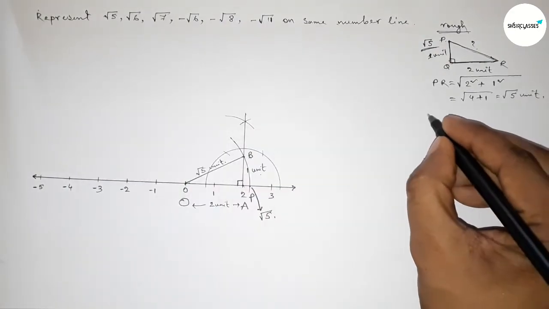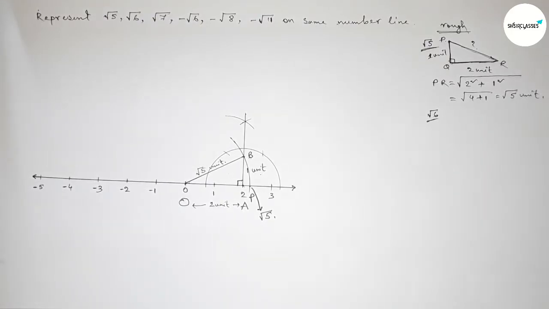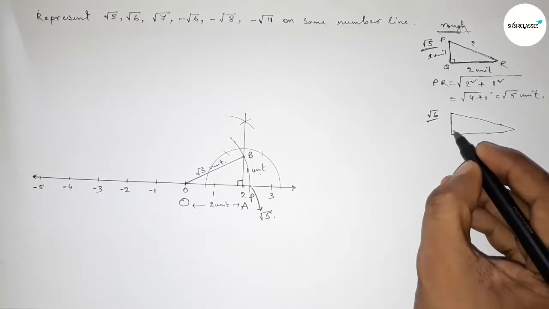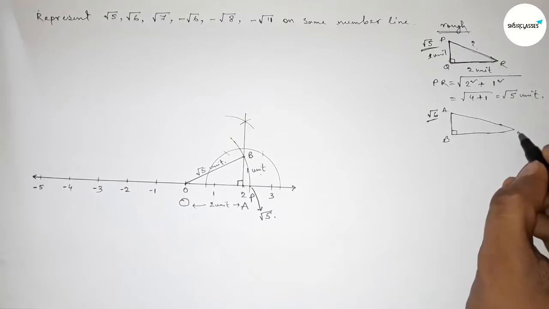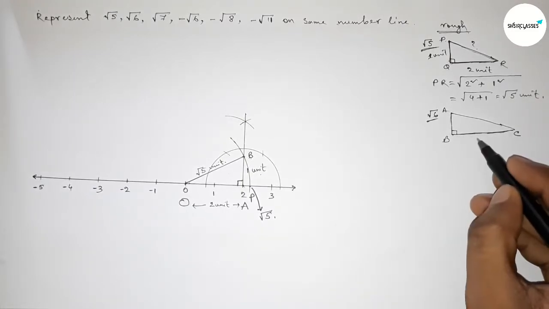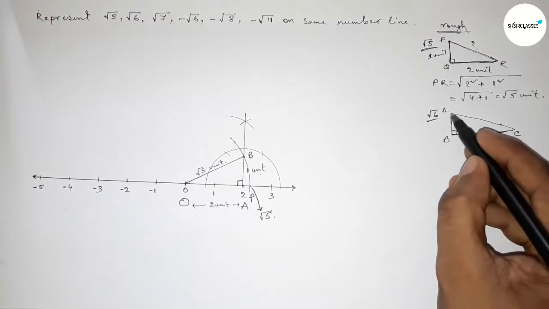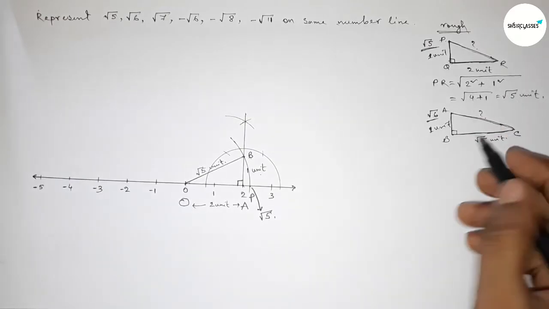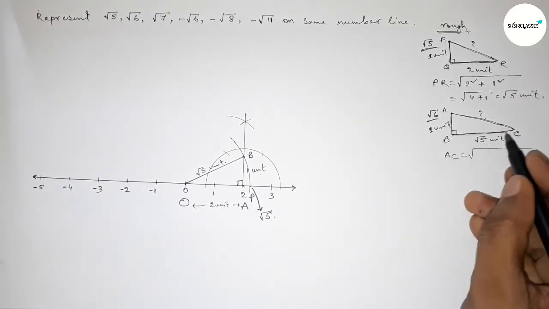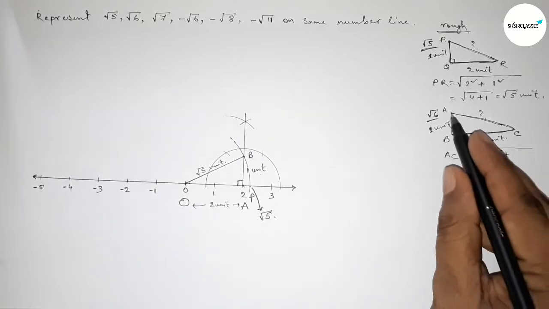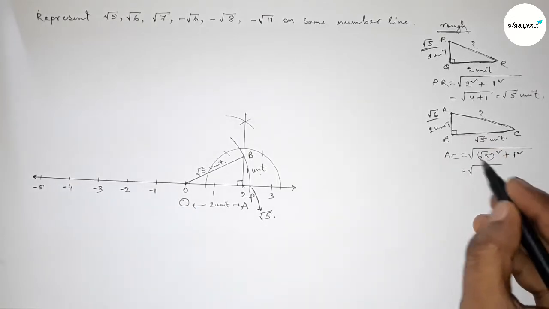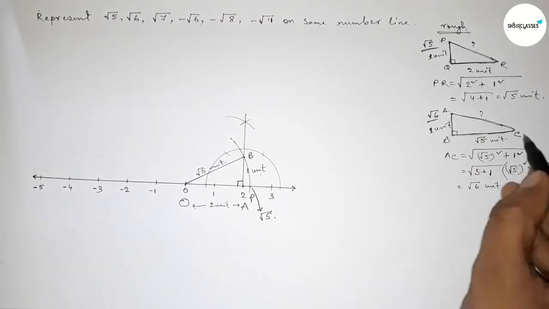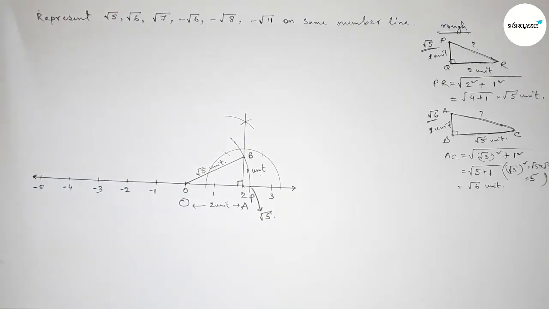Next, we have to represent root 6 on the number line. So roughly discussing first about root 6. So first, drawing here a right angle triangle, roughly ABC, and taking base equal to root 5 unit and height equal to 1 unit. Then what is the hypotenuse? So similarly, by Pythagoras theorem, hypotenuse equals root over root 5 square plus 1 square, so this is root 5 plus 1, so this is root 6 unit. So this is root 6 unit.